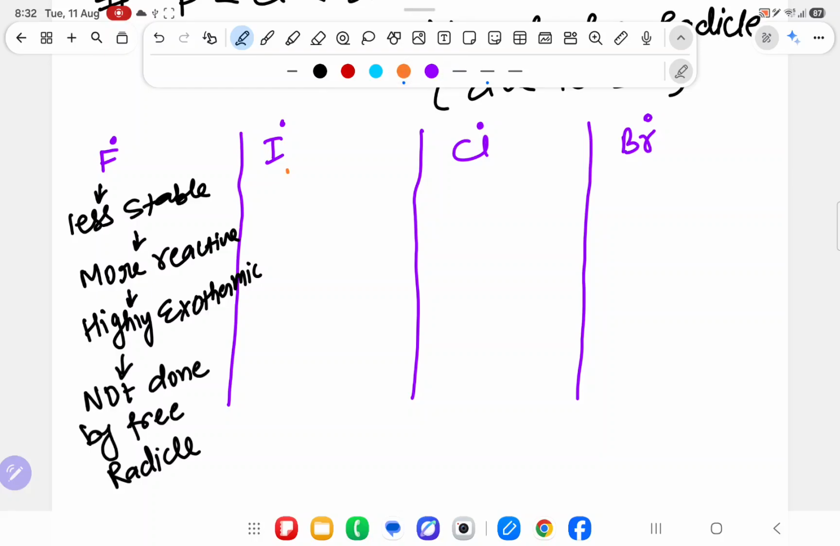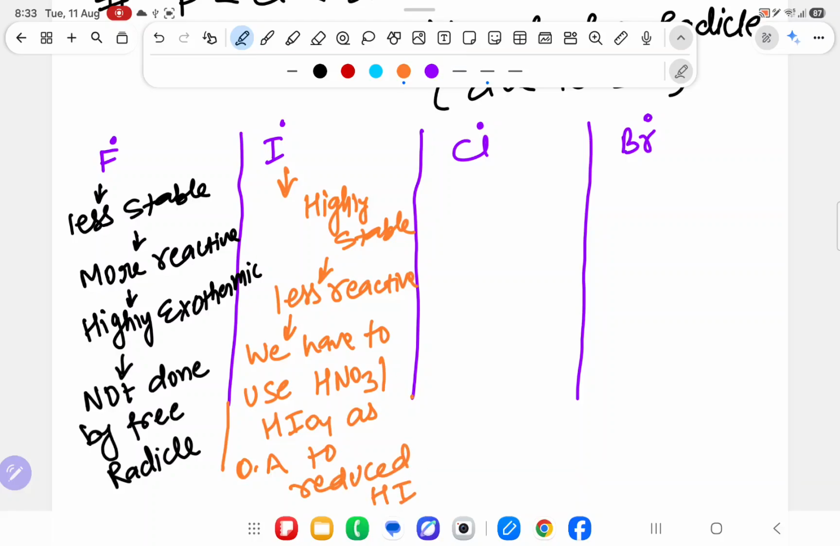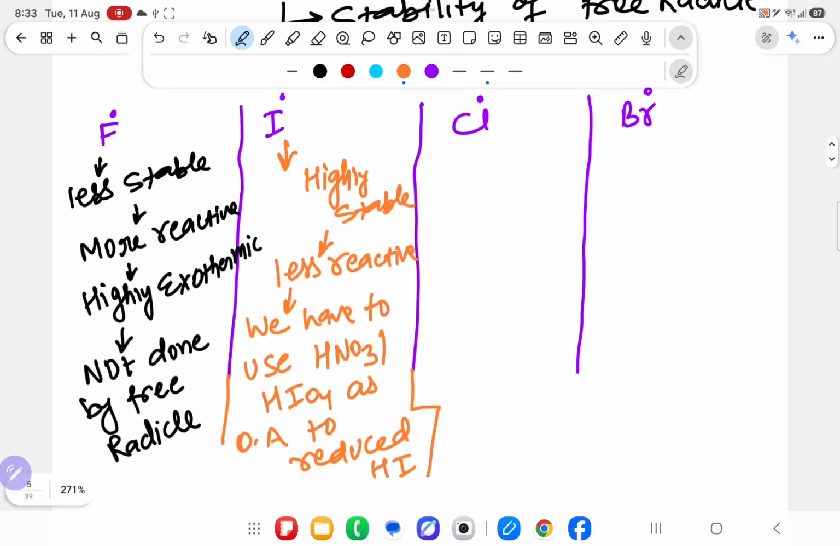Second part, I dot. I dot is highly stable. And it is highly stable, so it is very less reactive. It is very less reactive, so we have to use HNO3 or HIO4 as oxidizing agent to oxidize HI. Understood the point? To oxidize HI, sorry, an oxidizing agent to oxidize HI.